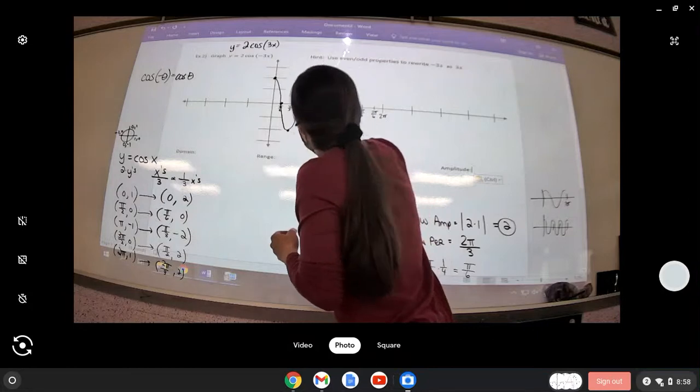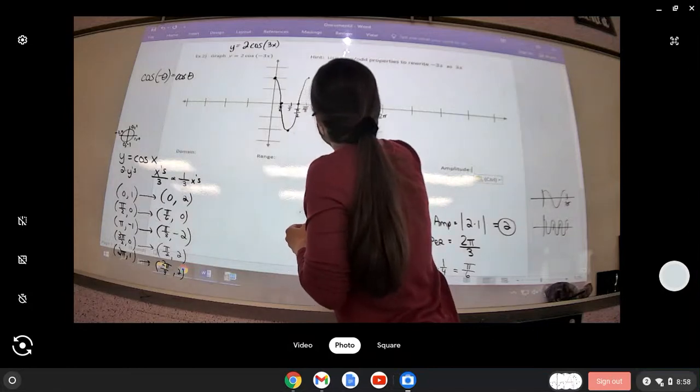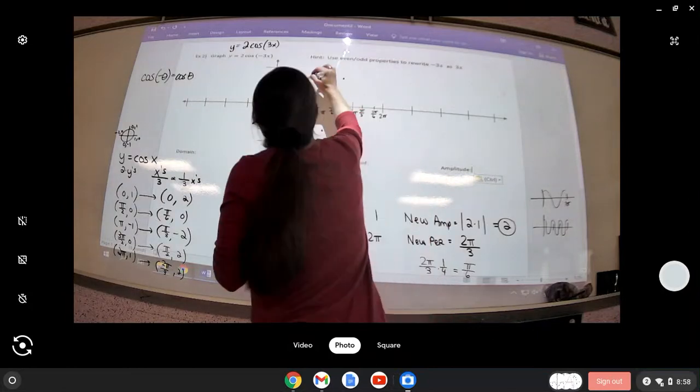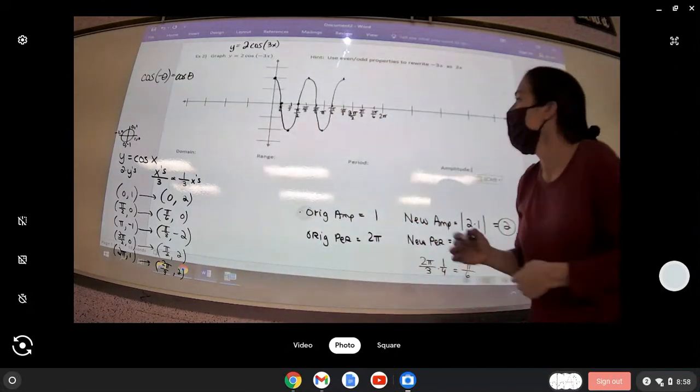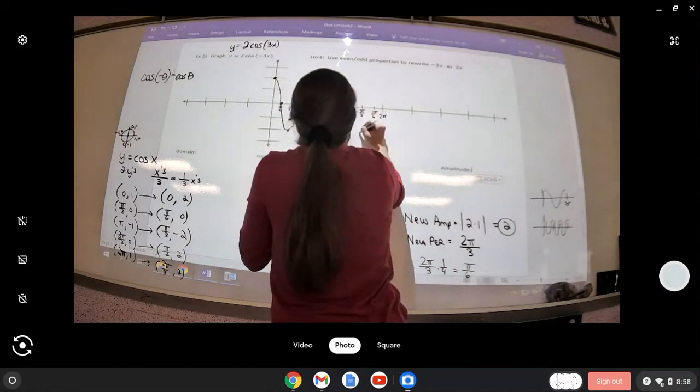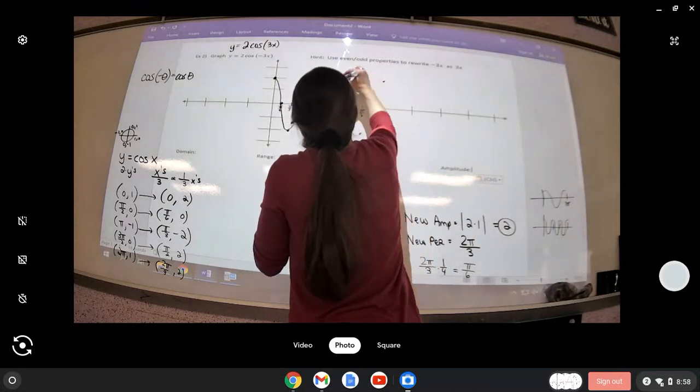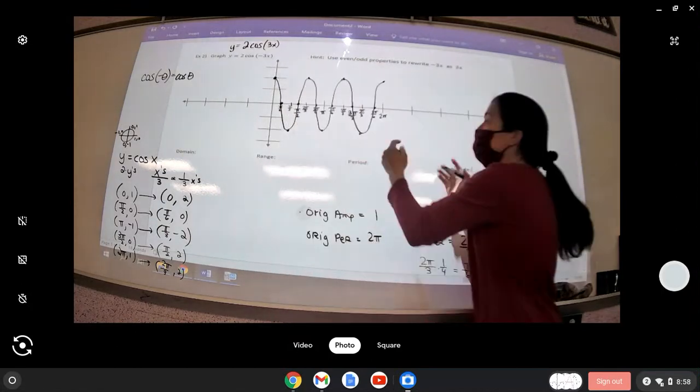The next one is 0. The next one is -2, 0, and 2. And we've created yet another cosine wave. All right, then we're going 0, -2, 0, and 2. And we've created yet another cosine wave.